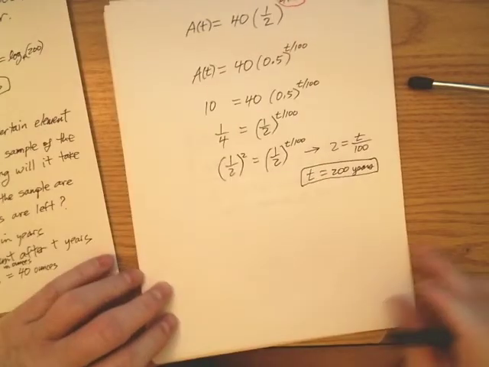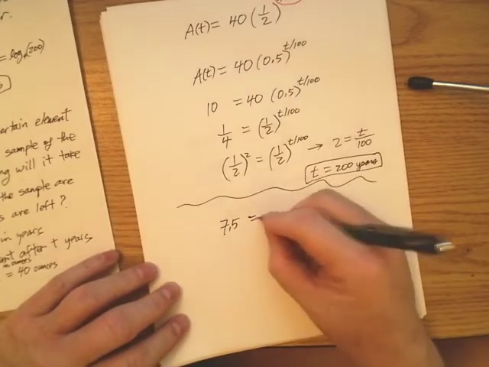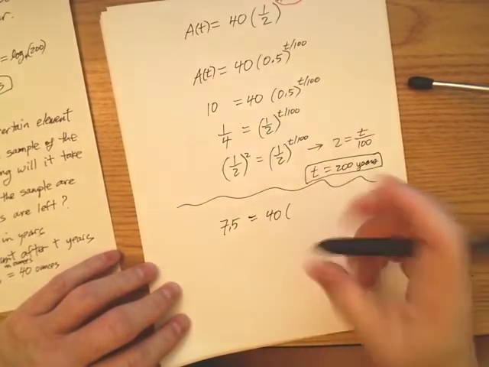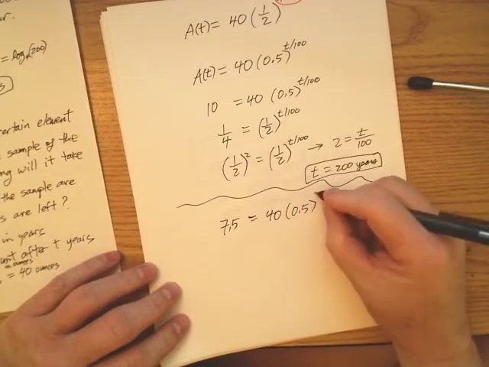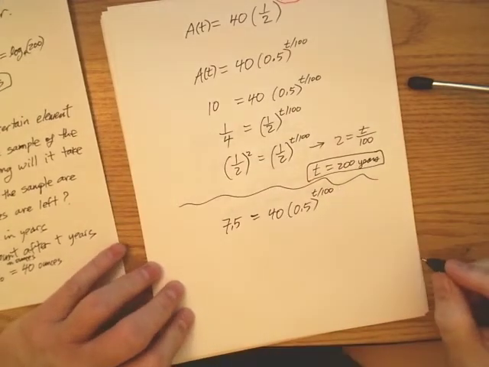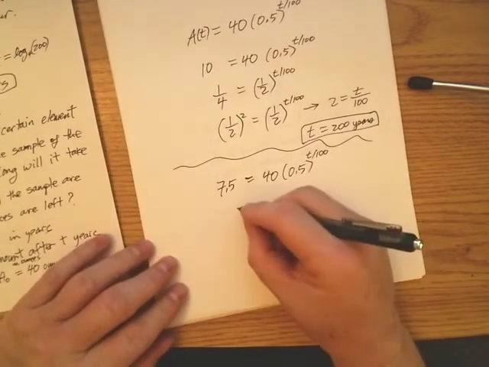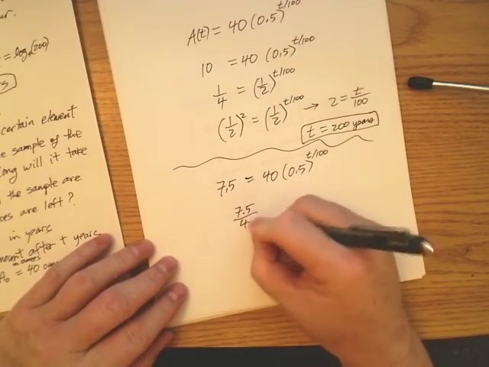Okay, so let's go ahead. That's that part. 7.5. This is 7.5 is less than 10, right? So this is going to take a little bit longer here. It's going to take more than 200 years. Okay, but you see that would be my equation. Okay, and then I'm going to divide both sides by 40.